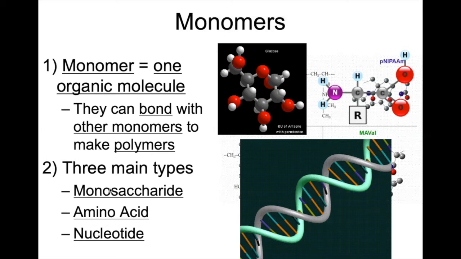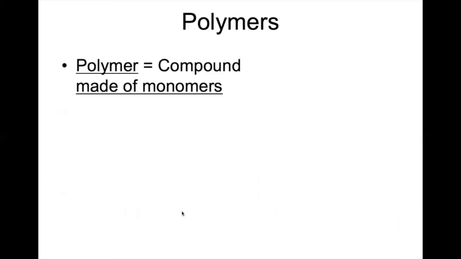We care about monosaccharides, amino acids, and nucleotides. Monosaccharides are sugars. We use those for energy. Amino acids are used to build up your body parts, and nucleotides are for your genetic code. Those are the three very important things. So let's go on bigger from there.